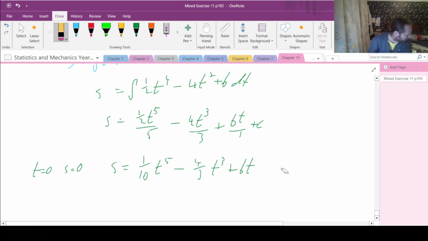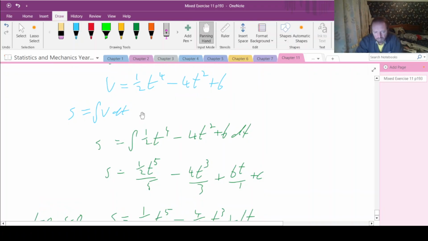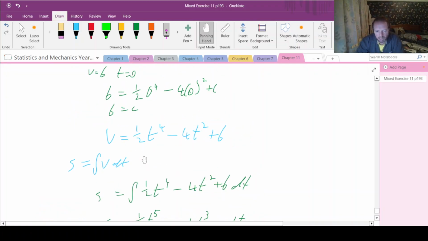Finally, part C, the values of t at which the particle is instantaneously at rest. So when it is instantaneously at rest, the velocity is 0. We're not talking about the acceleration, we're not talking about distance, so we're solving for this velocity to be equal to 0.